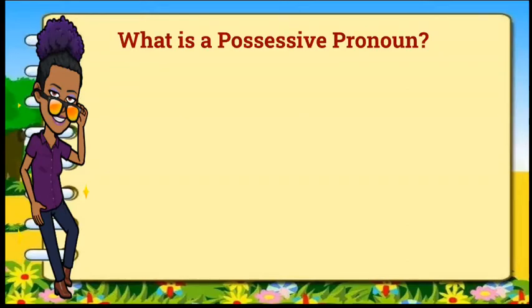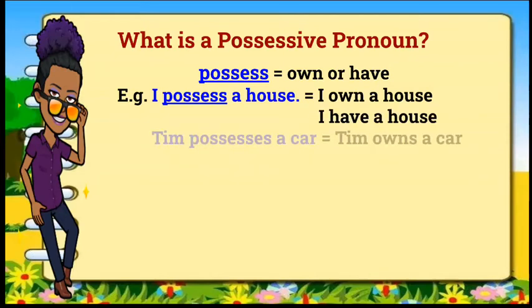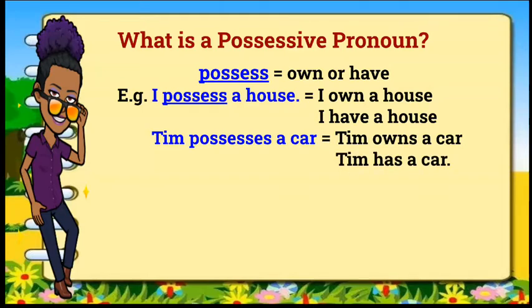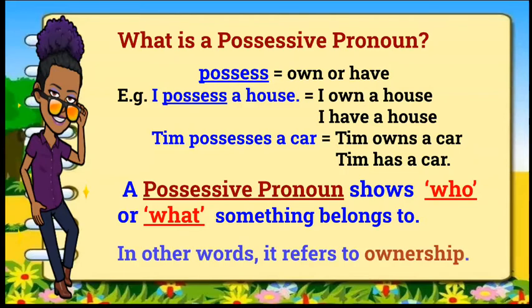What is a possessive pronoun? Let's look at the word possess from possessive pronoun. Possess means own or have. Example, I possess a house is the same as I own a house or I have a house. Tim possesses a car is the same as Tim owns a car or Tim has a car. So a possessive pronoun shows who or what something belongs to, or who owns it. In other words, it refers to ownership.